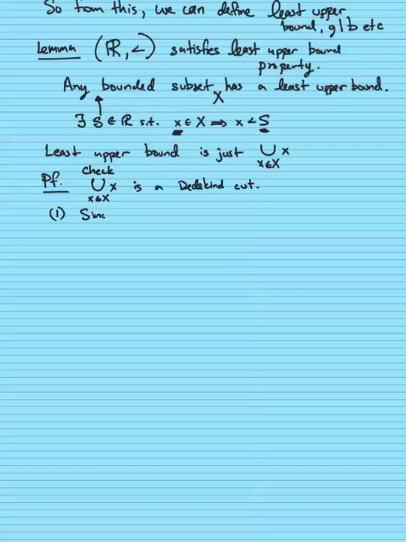All right, since every x in X is contained in this cut S, so is the union. Therefore, this union is not the whole rational numbers, and is not empty, since the original sets were not. Okay, so that's the first condition to check.